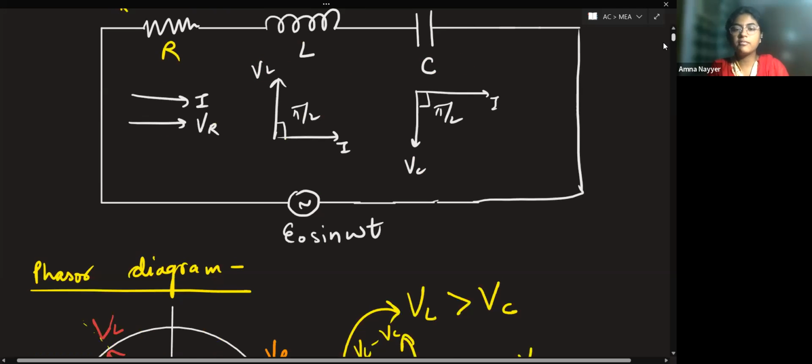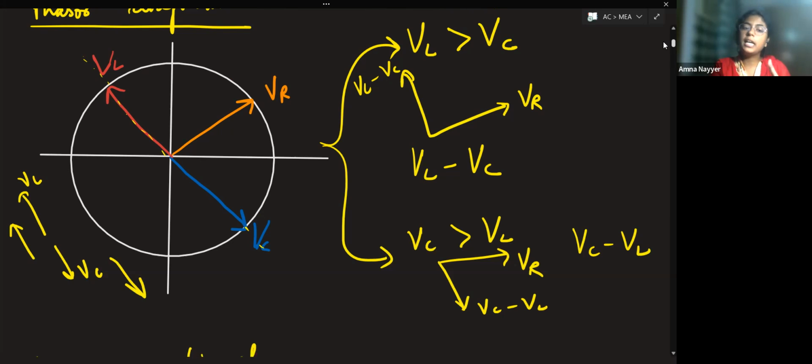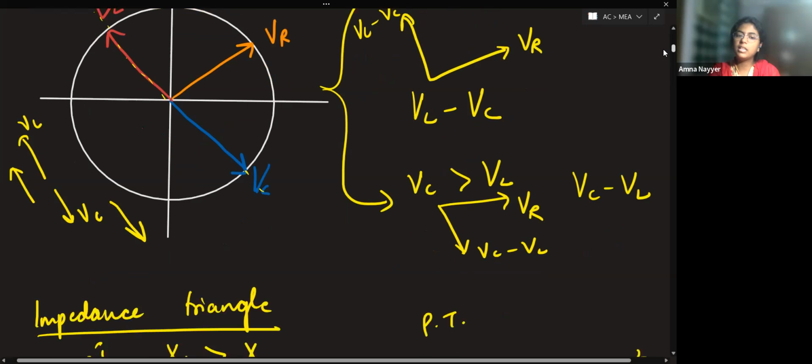Two things you have: when your voltage across the inductor can be greater than voltage across capacitor, or capacitor's voltage can be greater than across the inductor's one. So you take the difference depending upon whichever has the greater magnitude. In negative, you won't get the answer, or do not put the modulus. Use the simple formula, whichever is greater, that will come first. So by that, you can have the net impedance.